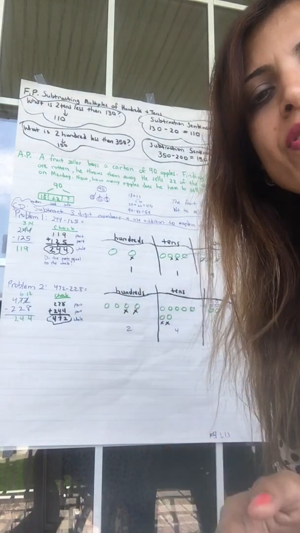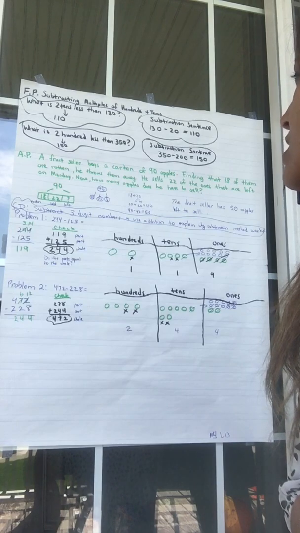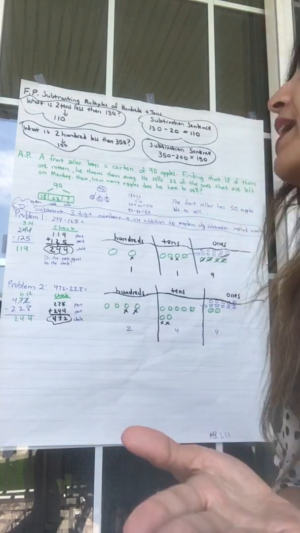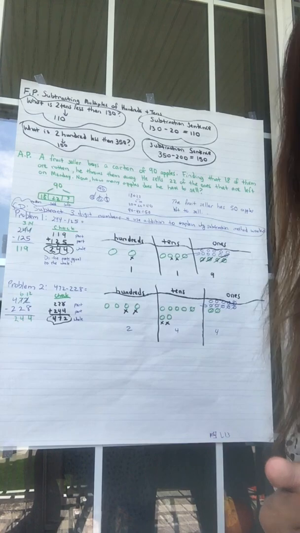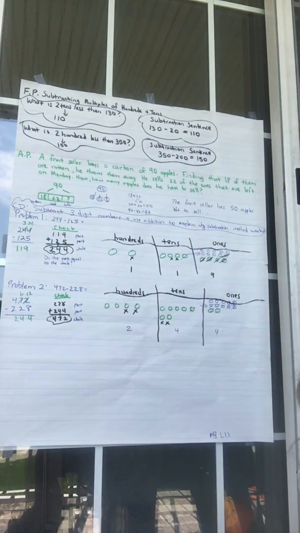What is 200 less than 350? Quickly. 150. Awesome. The matching subtraction sentence? Quickly. 350 minus 200 equals 150. Awesome, awesome work. You guys are amazing. Let's get into our application problem.